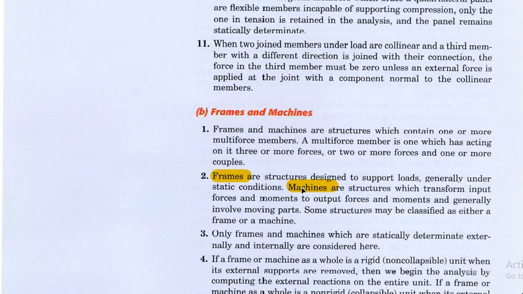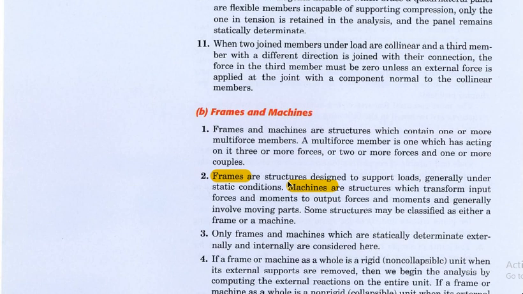And we have already solved the numerical problems of trusses, simple and plain. Then frames and machines. A frame or machine is a structure which contains one or more multi-force members. A multi-force member is one which has acting on it three or more forces, or two or more forces and one or more couples.